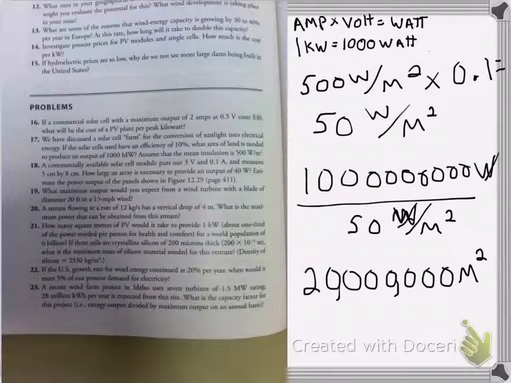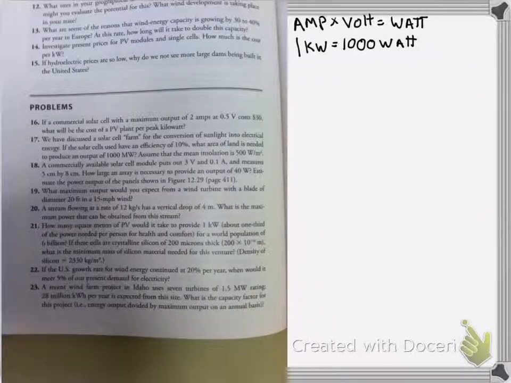All right, so let's work on 18. I'm going to clean up my board again. All right, so question 18, a commercially available solar cell model puts out 3 volts at 0.1 amperes and measures 5 centimeters by 8 centimeters. How large an array is necessary to provide an output of 40 watts?